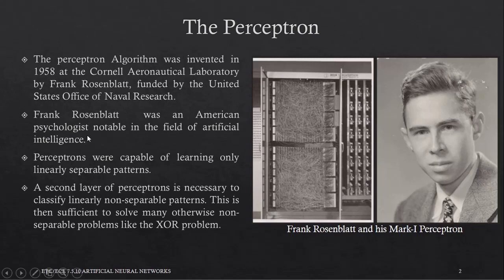Although the perceptron initially seemed very promising, it was quickly proved that perceptrons were capable of learning only linearly separable patterns. More nodes can create more dividing lines, but those lines must somehow be combined to form a more complex classification. A second layer of perceptrons is required. That is then sufficient to solve many otherwise non-separable problems, like the XOR problem.